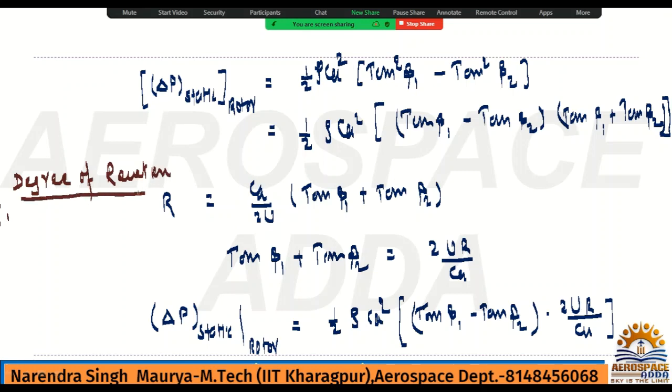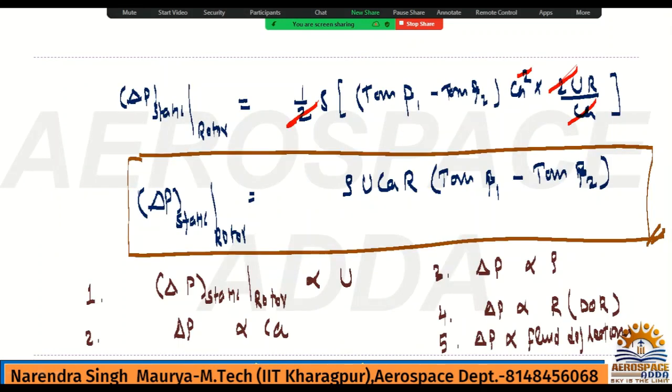This formula I had derived last class. In one exam they had asked a question on it. So the static pressure rise in the rotor depends on these factors. If you increase U, the rotational speed of the compressor, the static pressure rise in the rotor will be more, and if it is more in the rotor, then obviously for the stage it will be more.